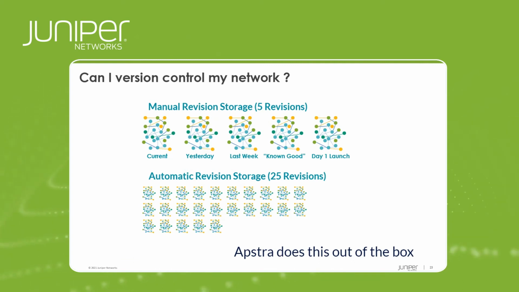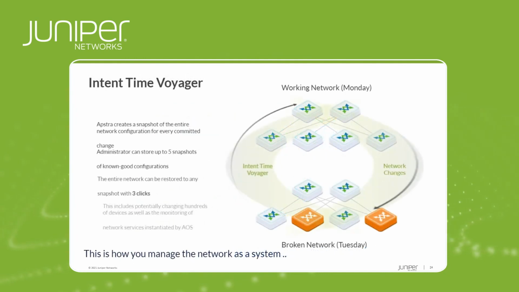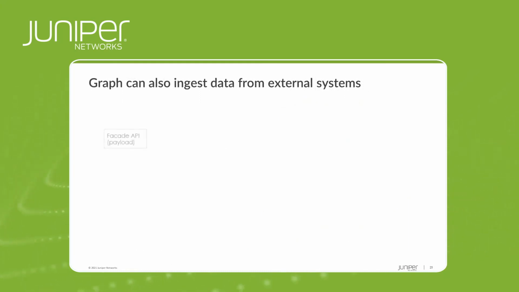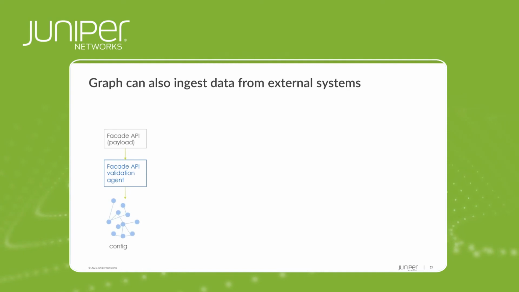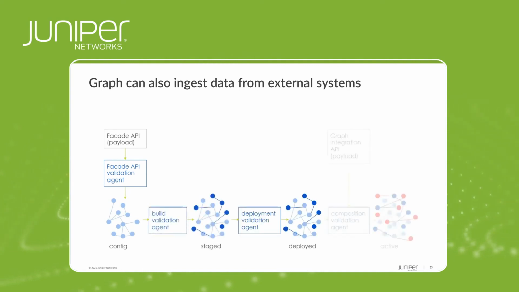And yeah, this feature is called Intent Time Voyager, which is basically what we just mentioned. The bottom line is that, again, we want to manage the infrastructure as a system and not as individual boxes, which is in our view the only way to reach this agility. Even though under the hood you get access to configuration rendering of every switch, you manage it as a system. And then moving on, this graph database that we mentioned is also something that we can use to ingest data from external systems.